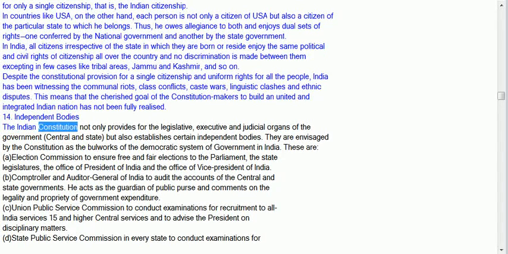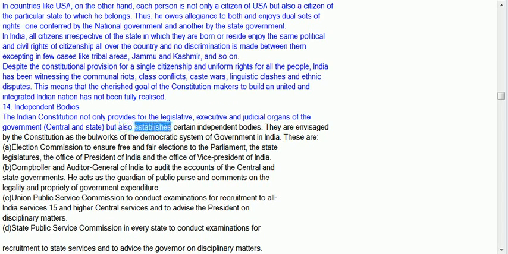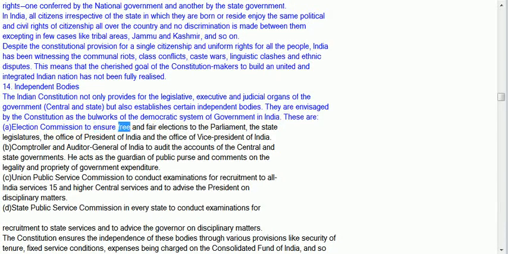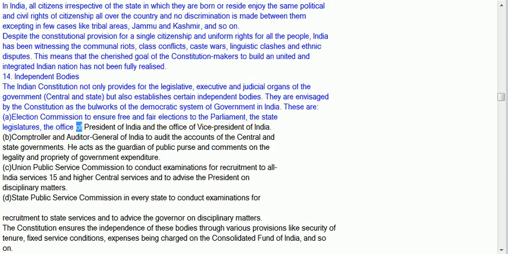14. Independent bodies. The Indian Constitution not only provides for the legislative, executive, and judicial organs of the government, central and state, but also establishes certain independent bodies. They are envisaged by the Constitution as the bulwarks of the democratic system of government in India. These are: a. Election Commission to ensure free and fair elections to the Parliament, the state legislatures, the Office of President of India and the Office of Vice President of India.